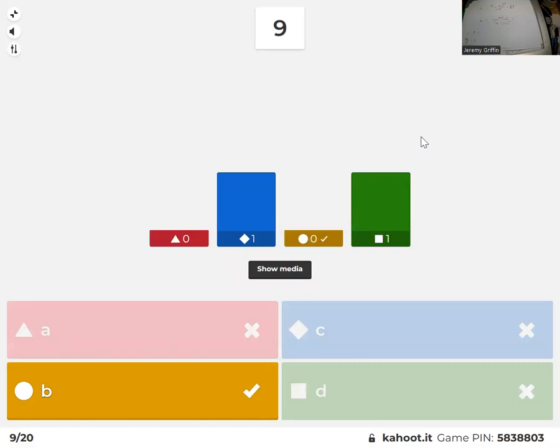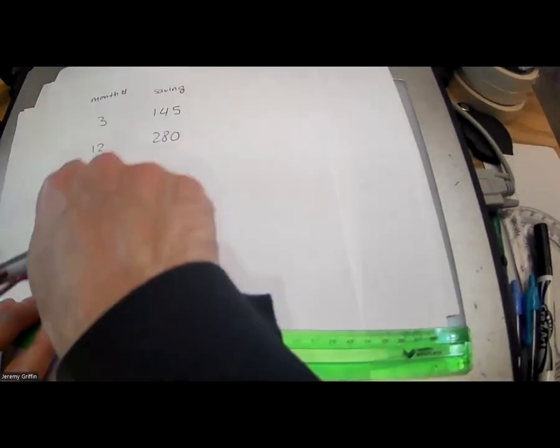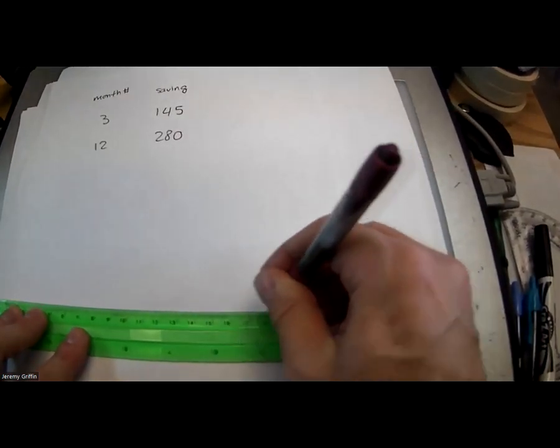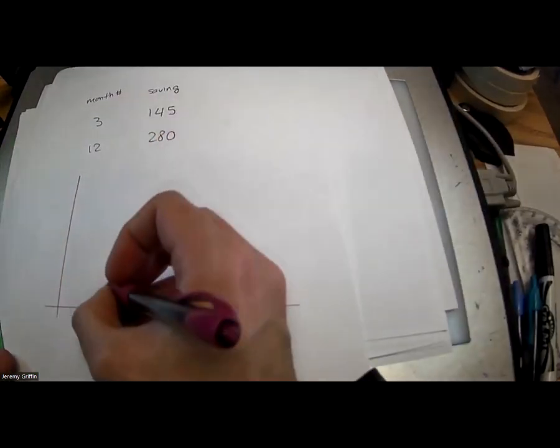Okay, it should have been a $15 increase every month, and I'll show you guys why. Why was it $15? All right, so in month 3, he saved 145, and in month 12, he saved 280. Hey, is that kind of like XY values? Like XY? Let's get a visual going. That might help.